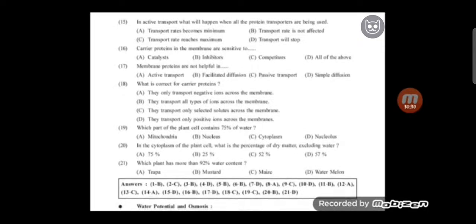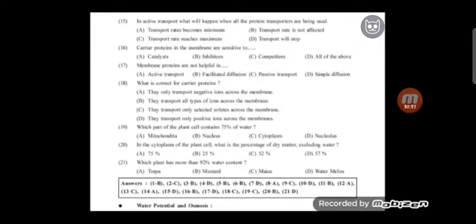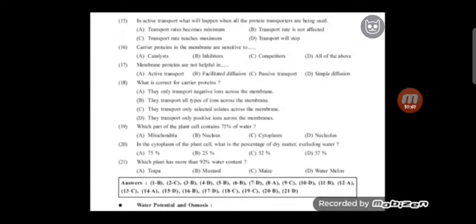So therefore the correct answer for the 15th question is that in active transport, transport will stop when all the protein transporters are being used. So option D is the correct answer for question number 15. Next, let us come to question number 16. Carrier proteins in the membrane are sensitive to: A, catalyst; B, inhibitors; C, competitors; D, all of these. Which one is the correct answer, they have asked.